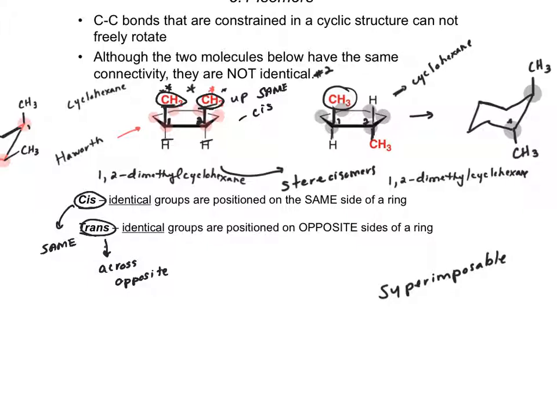So this is going to be cis-1,2-dimethylcyclohexane to denote that the methyls are on the same side of the ring, that cis will go in the beginning of the name.